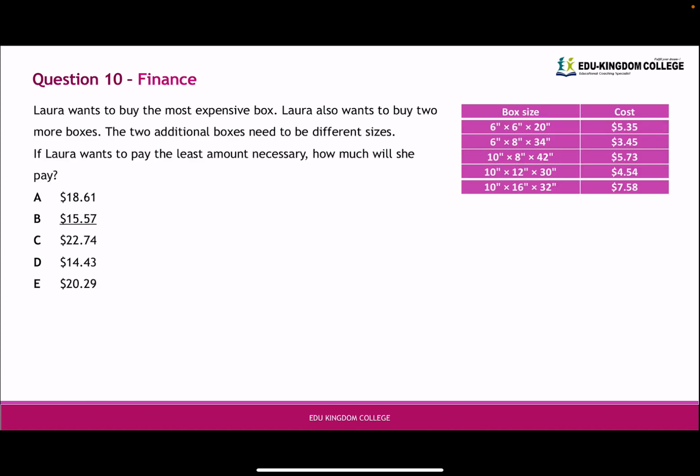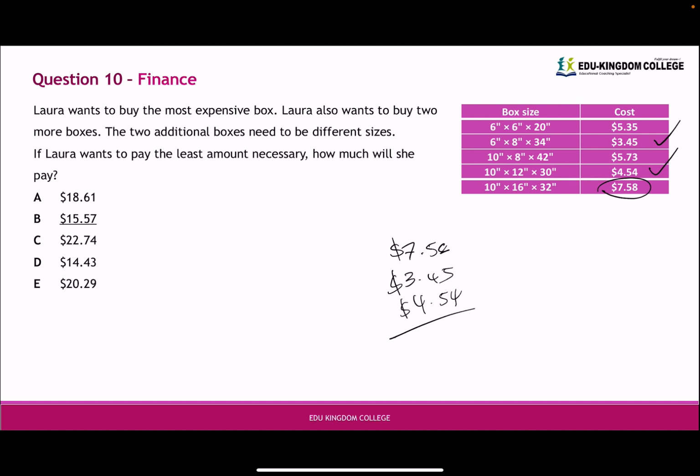Now question 10, same table, but Laura wants to buy the most expensive box, so that's $7.58, and then also buy 2 more boxes, and they need to be of different sizes. It's weird because she wants to buy the most expensive box, but then she wants to pay the least amount necessary for the other 2 boxes. So that's just going to be this box and then this box. And then when we add those together, we're going to get a very weird number.